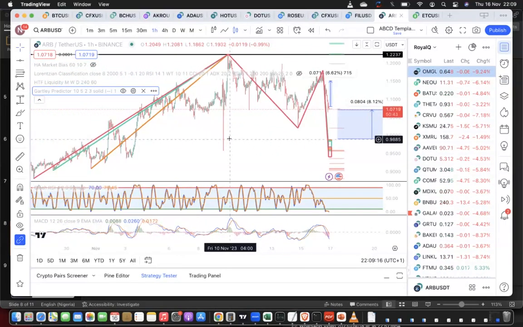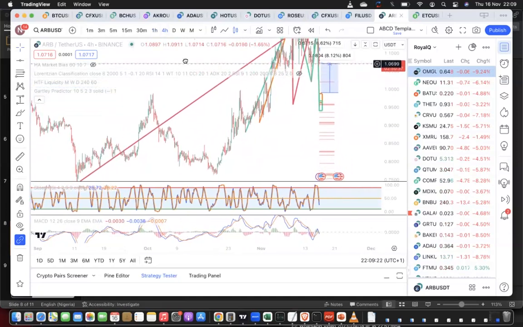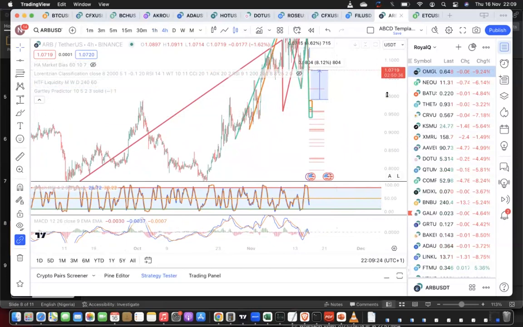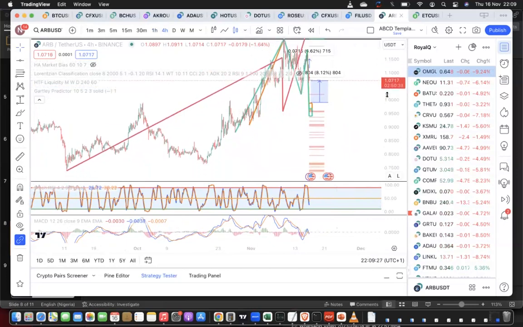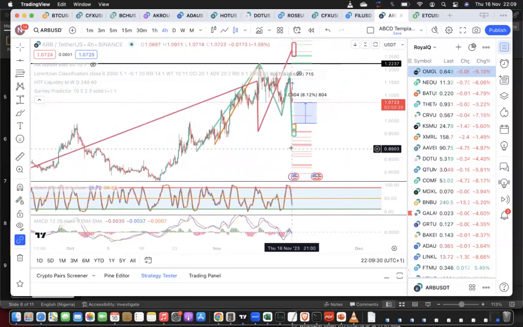So if I want to get curious, I could go to my 4-hour chart and draw. Oh my God, there's also Gartley here. Oh boy. Arbitrum is on the way up. On the way up. Okay. So this is a good one.